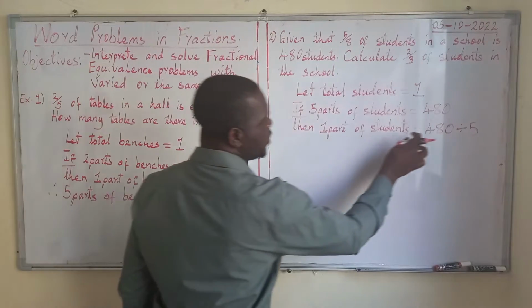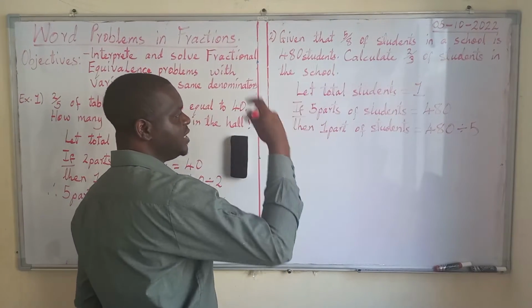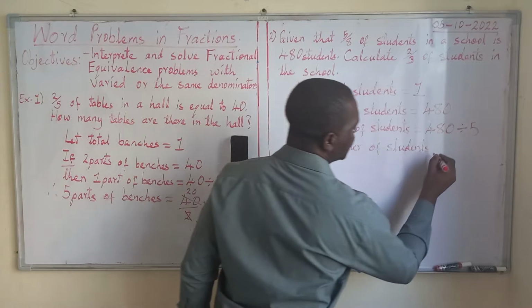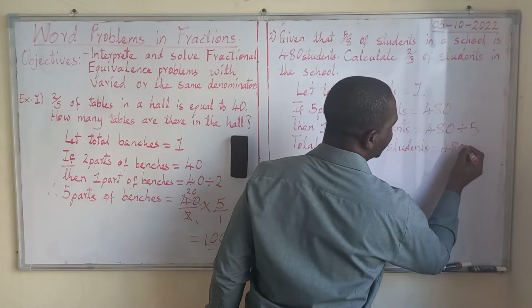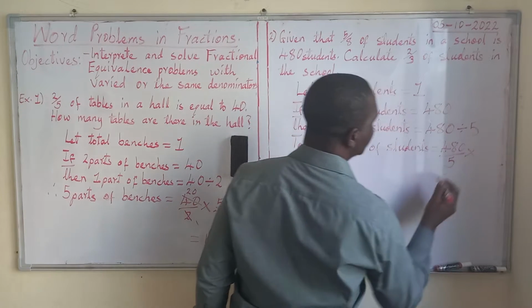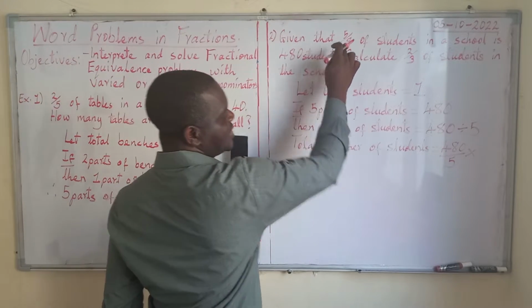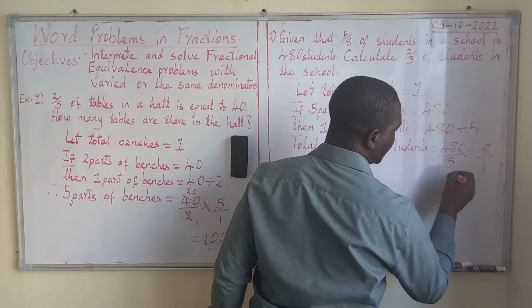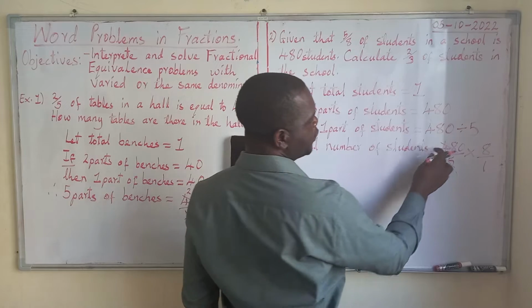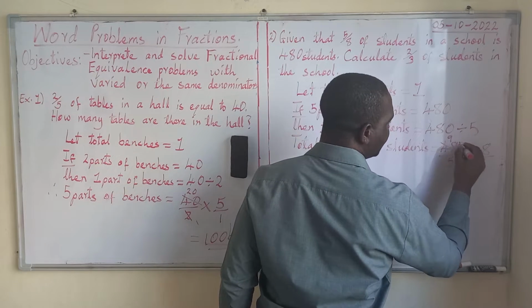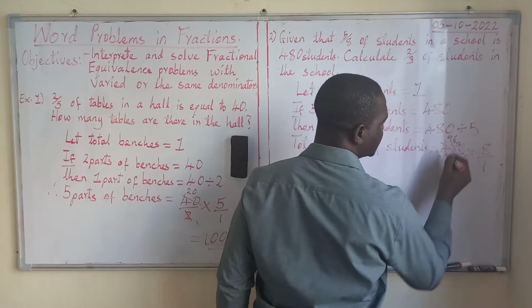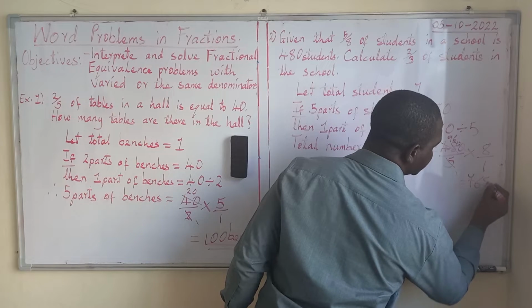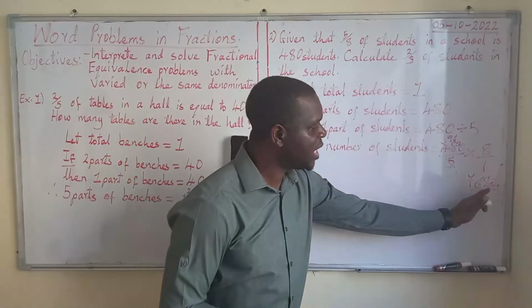Then we move to the next. If we have 1 part, then we can have the total number of students. Total number of students will be equal to 480 all over 5 times all the parts, that is 8 over 1. 5 can simplify itself 1 time. 5 can go into 48 9 times. Remember 3. 5 can go into 30 6 times. And 96 times 8 is going to give 768 students. This is the total number of students.